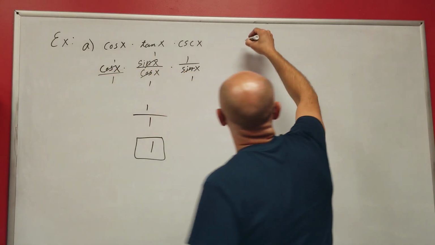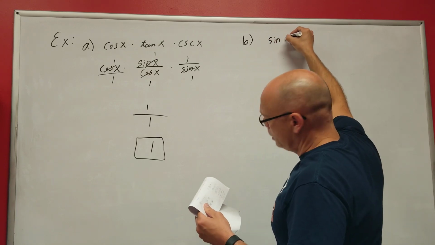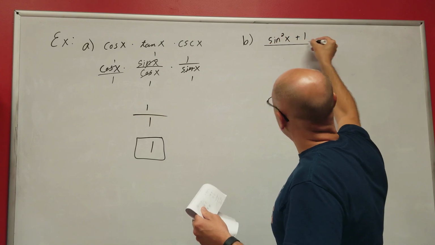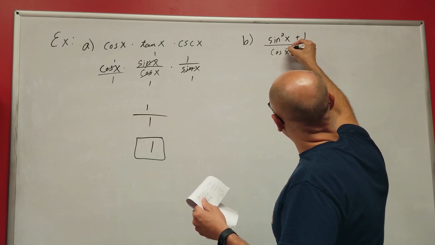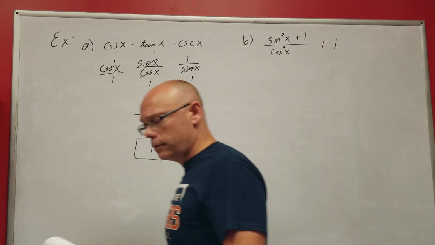Part B. How about for part B, we have sine of x squared plus 1 over cosine of x squared. And then over here, we have plus 1 outside of the fraction, okay?